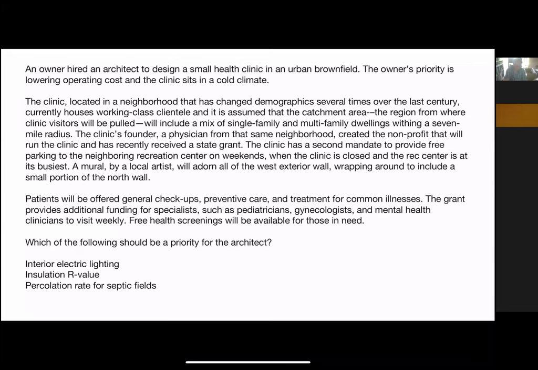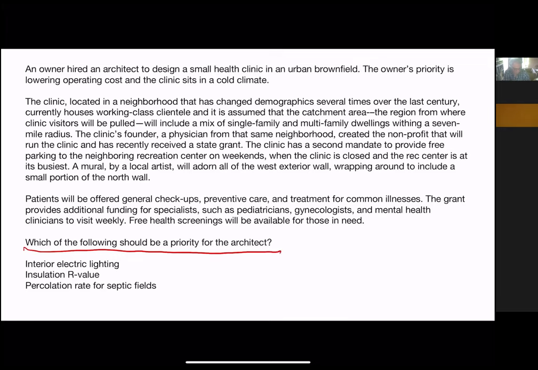It should say within a 7 mile radius. The clinic's founder, a physician from that same neighborhood, created the nonprofit that will run the clinic and has recently received a state grant. The clinic has a second mandate to provide free parking in the neighborhood. Patients are going to be offered general check or preventive care. None of that's really relevant. So then the real question is, which of the following should be a priority for the architect?